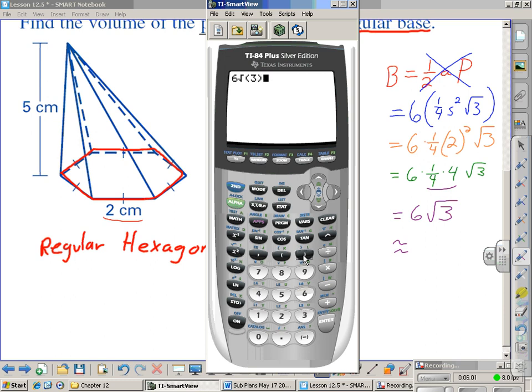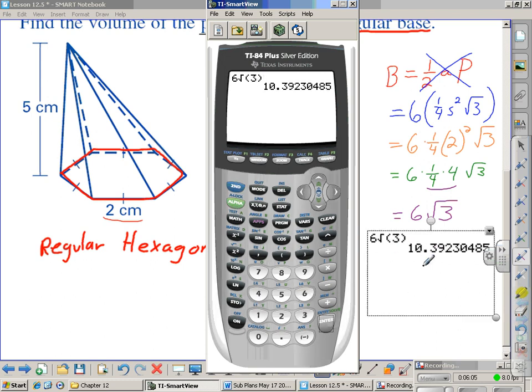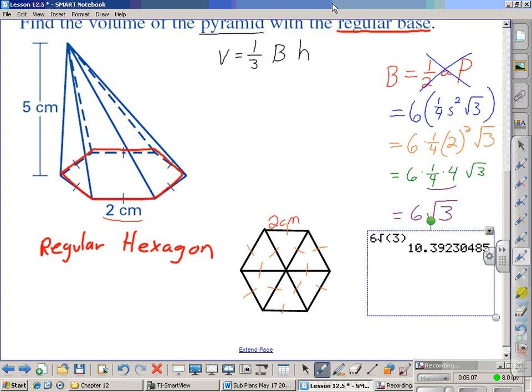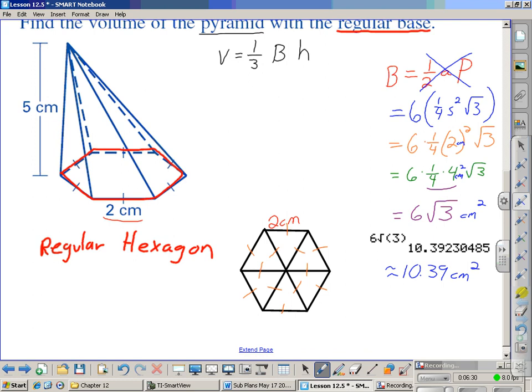6 times the square root of 3. Plug it in the calculator. And you find out that 6 times the square root of 3 is approximately 10.39, and we got centimeters squared because it is an area. It became squared if you're following the units because 2 was squared, and so this was 4 centimeters squared, and so it all became square centimeters through that step right there.